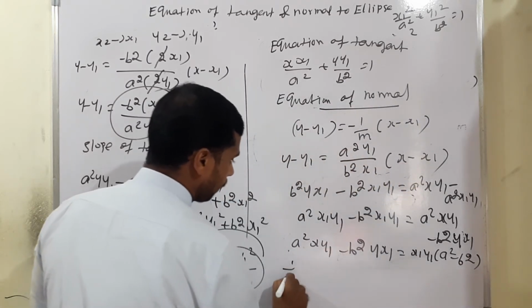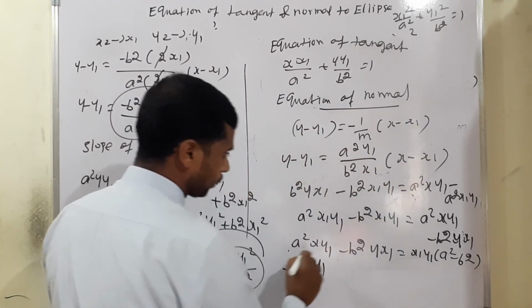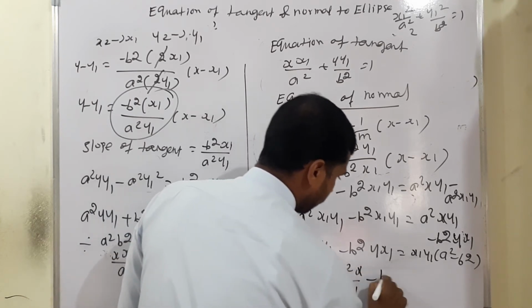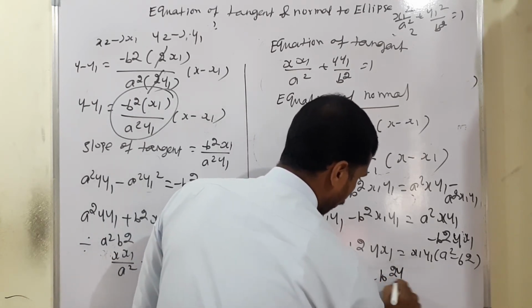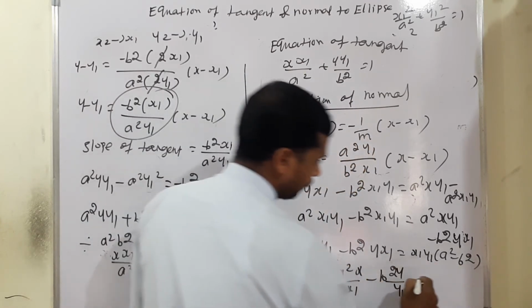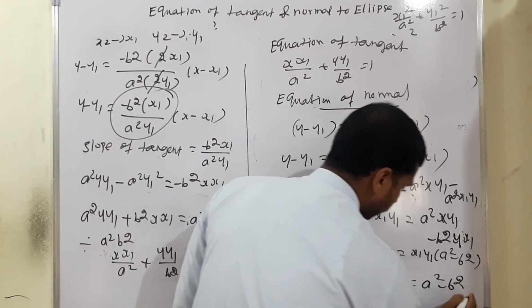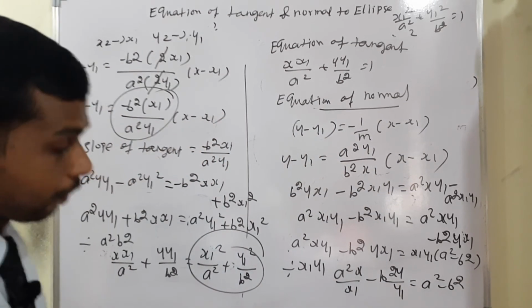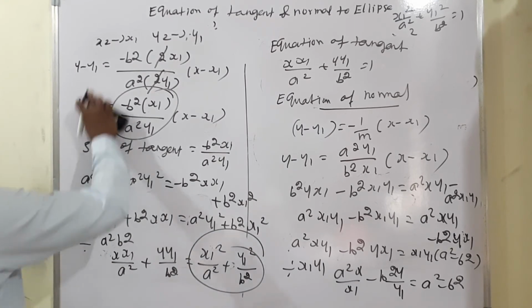So each and every term divided by x1 and y1, what will happen? So a square x divided by x1 minus b square y divided by y1 is equal to a square minus b square, x1 y1 cancel. This is called, what is the name? Equation of normal. Okay, I am moving to the parametric form in normal.